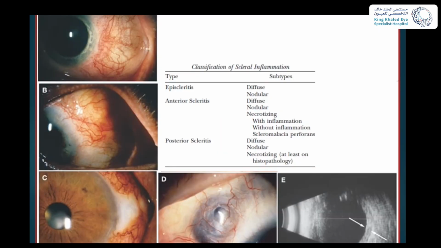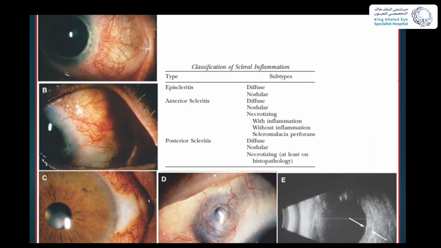The other type of classification is based on the structure that is affected or the presentation of the disease. Episcleritis, we talked about it, we said it's mostly diffuse. Anterior scleritis or posterior scleritis. Anterior scleritis, mostly it is diffuse. Again, nodular can present, necrotizing with inflammation or without inflammation. Without inflammation, we call it scleromalacia perforans, and it is mostly related to rheumatoid arthritis.